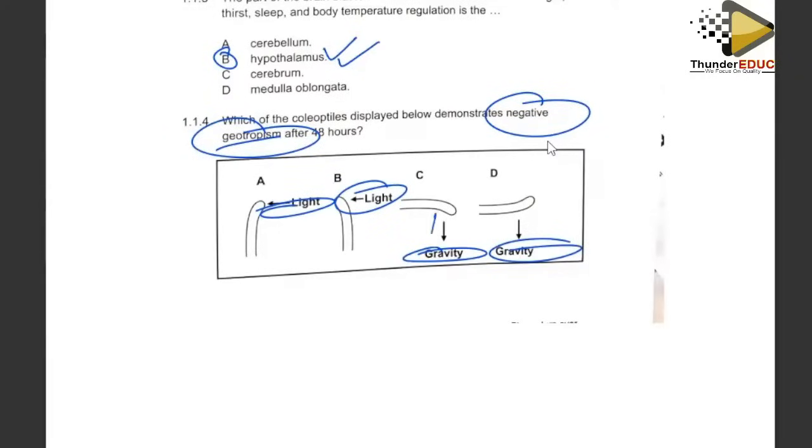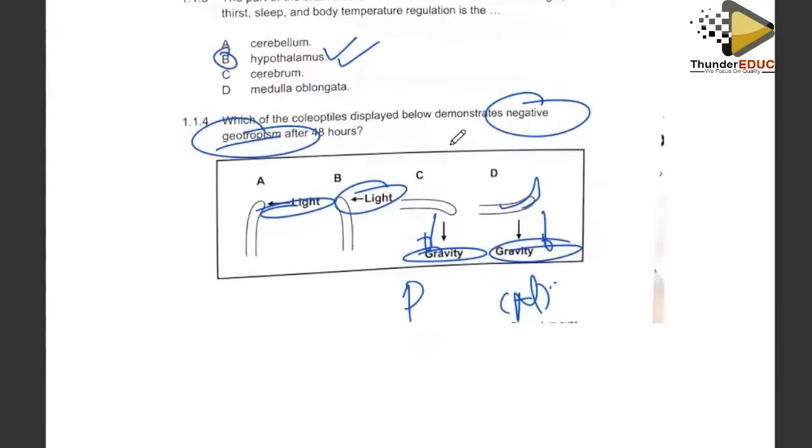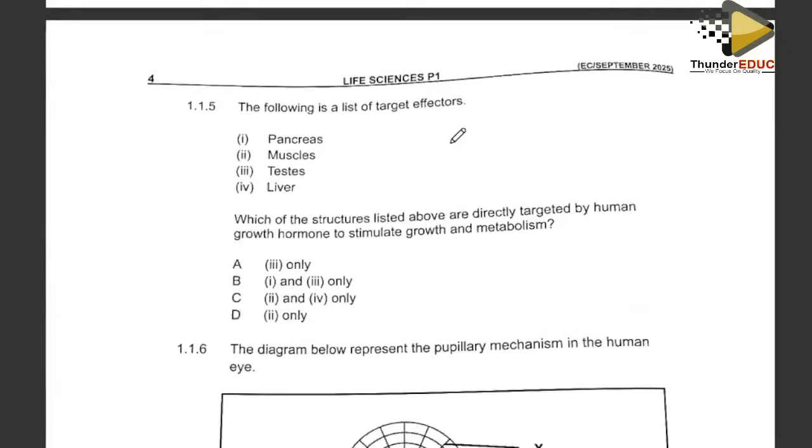So if it is bending towards, you see the arrow saying towards, then this is positively geotropic, while this one is bending away because gravity is down, so it is negatively geotropic. So it means that the most correct answer here becomes D. We go to the next question, 1.1.5.